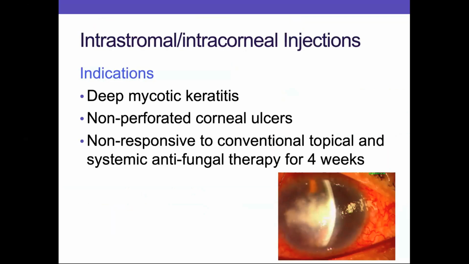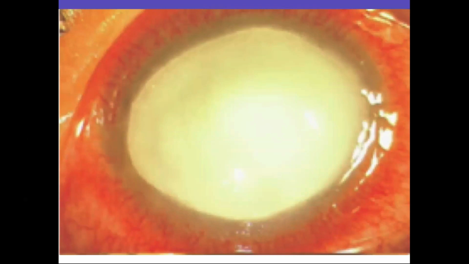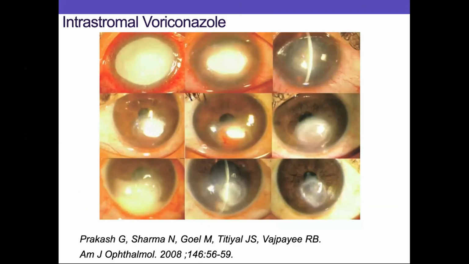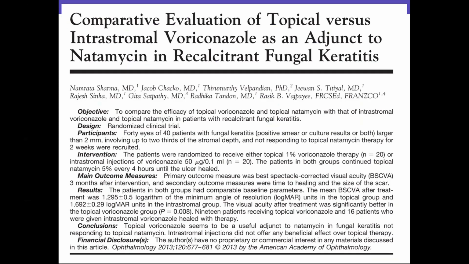You can also give intrastromal injections for non-perforated ulcers, if they're not responding to your classical antifungal therapy for 4 weeks. Now, this was the very first case in 2006, which was to go for therapeutic keratoplasty, and we thought, let's give intrastromal injections, and it resolved with intrastromal voriconazole. Since then, we published three of these cases in the American Journal of Ophthalmology, and also a randomized controlled trial. And we've been giving intrastromal voriconazole in cases of fungal keratitis since 2006.